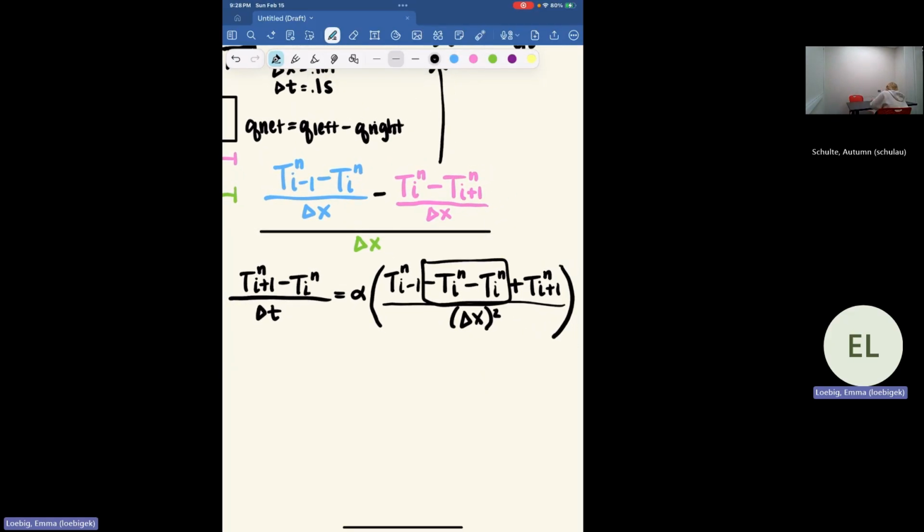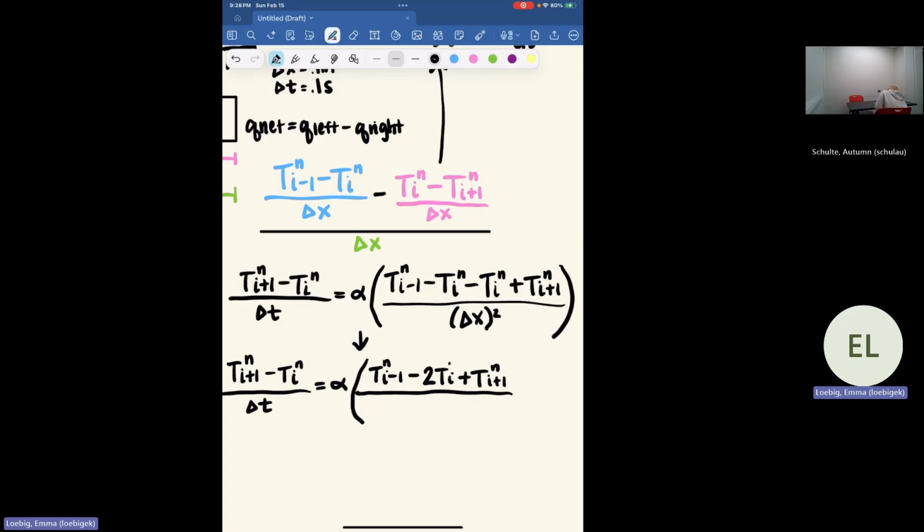And this represents the second derivative of temperature with respect to position. So now we can combine these like terms. So this becomes the temperature at the position to the right of you minus the temperature at your position divided by a change in time is equal to our thermal diffusivity multiplied by the temperature to the left of you minus 2 times the temperature at your position plus the temperature to the right of you, divided by delta x squared.